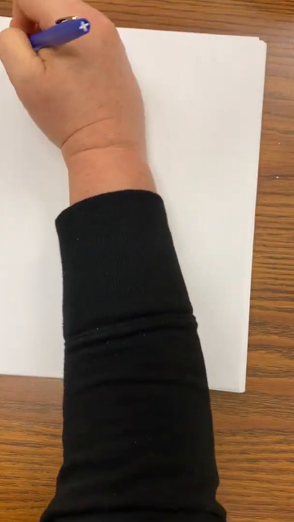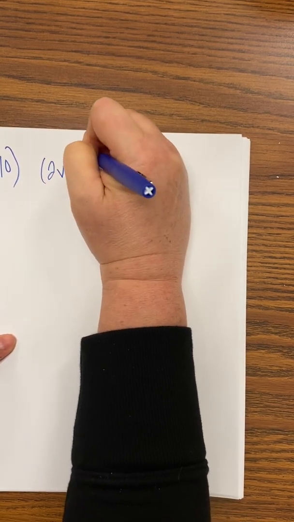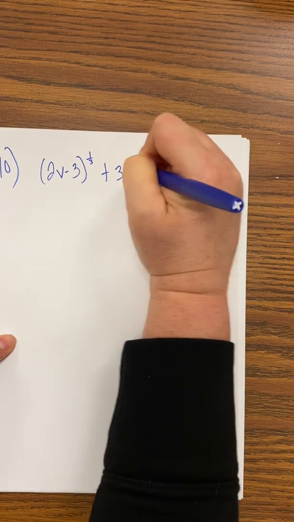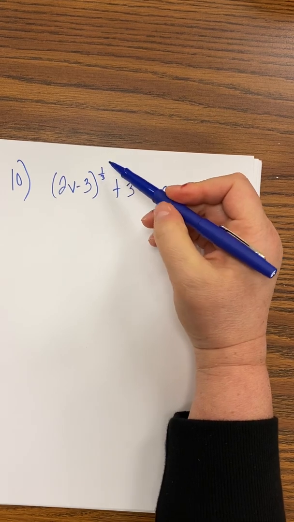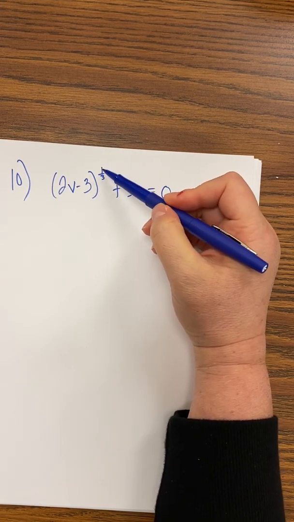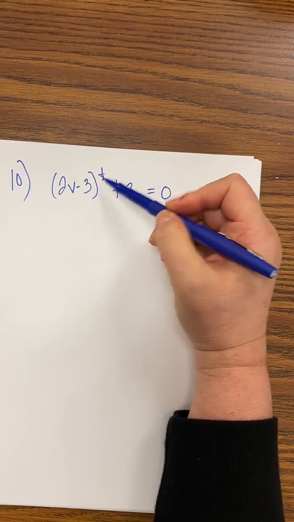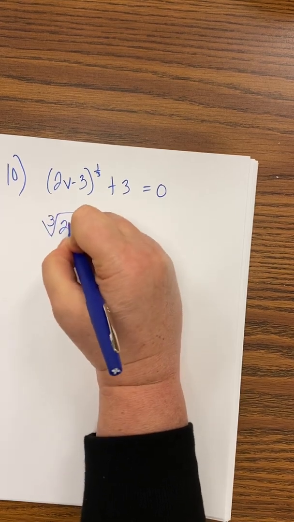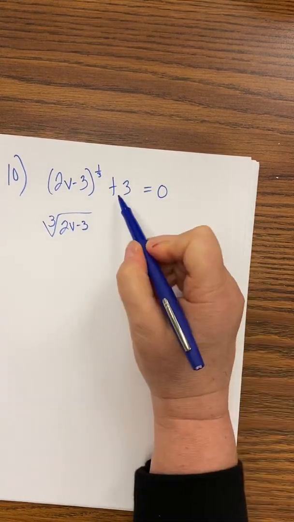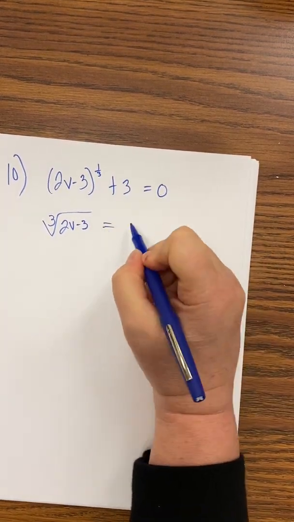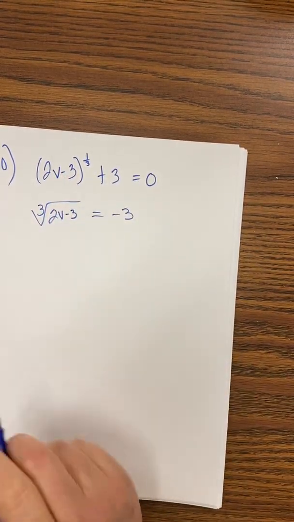Number 10 is a third root problem, but they just wrote it with the fraction. So if you remember, we talked in one of the other lessons that if your exponent is a fraction, that's the same thing as it having a root, okay? So if it's 1/3, that's the same as the third root. So you can leave it like that, or if you like seeing it with the radical sign, that's fine. Those two things mean the same thing. The only other thing you're going to do is move that 3 over.